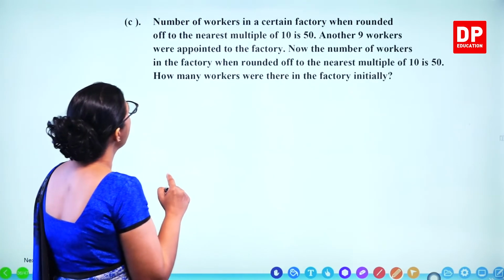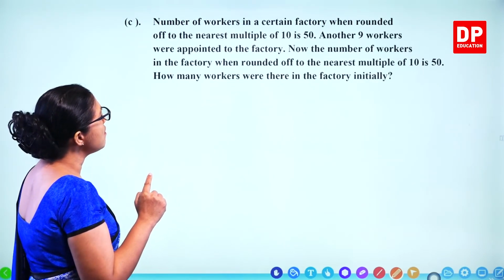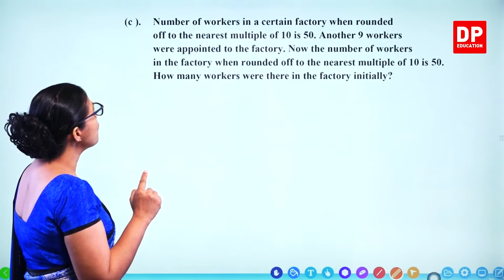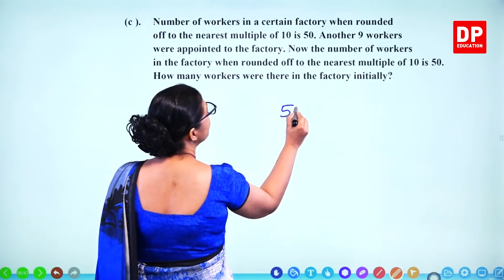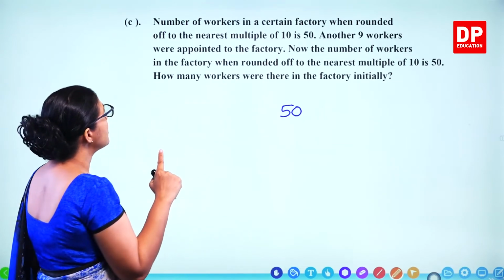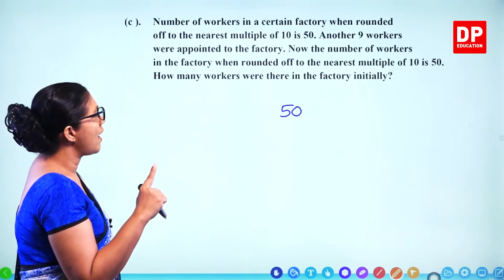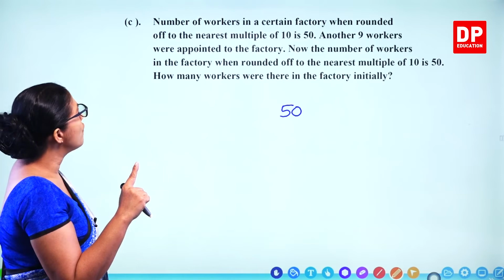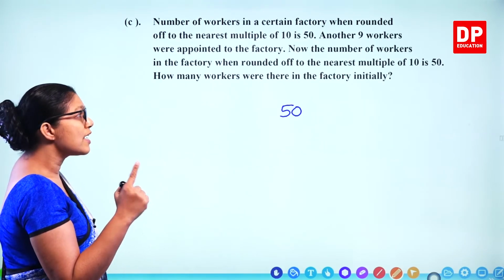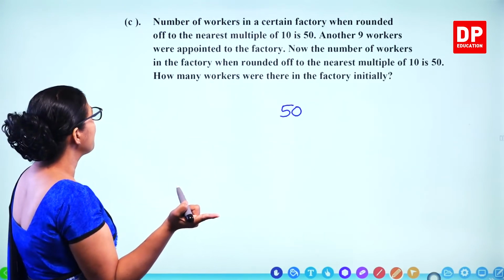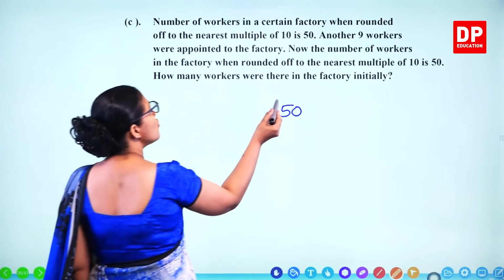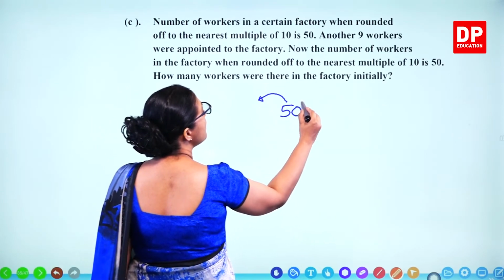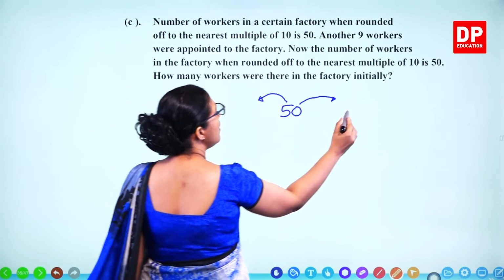Part C. The number of workers in a certain factory when rounded off to the nearest multiple of 10 is 50. Another 9 workers were appointed to the factory. Now the number of workers in the factory when rounded off to the nearest multiple of 10 is still 50. How many workers were there in the factory initially? So what is the lowest number and the highest number we can refer?